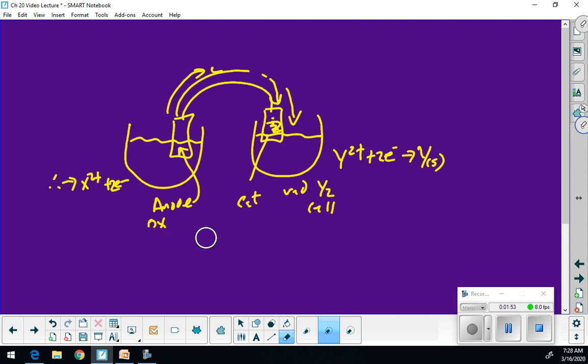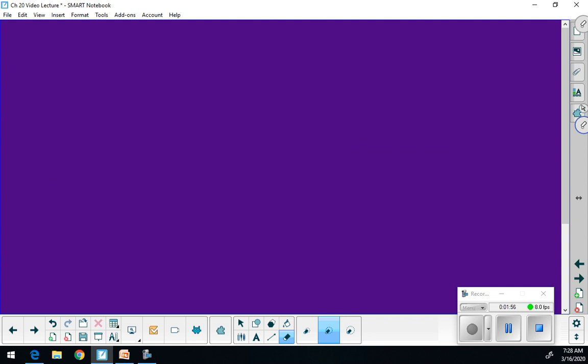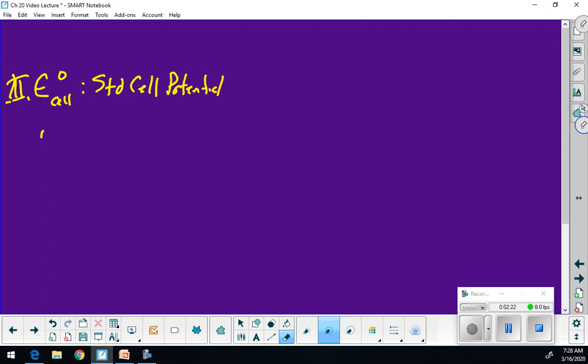And that would be called our electromotive force. So let's get into some notes. We want to eventually, the big three is going to be E cell not, which we would call the standard cell potential. Okay, and where we want to start here is with our idea of electromotive force, EMF.